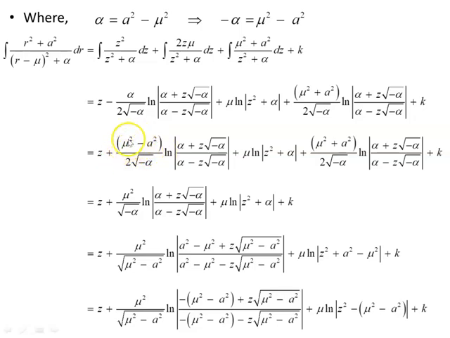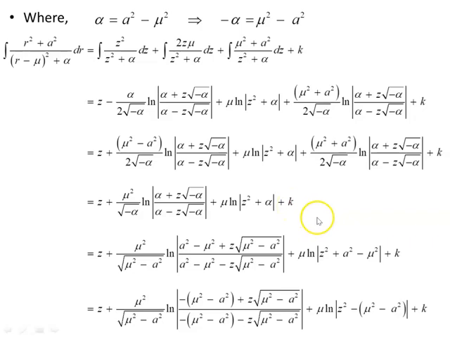Now if you have a look here, we've got a mu squared over this and a mu squared over this, minus an a squared over this, plus an a squared over this. So they can cancel. The minus a squared and the plus a squared can cancel. And we're left now with z plus mu squared over 2 lots of square root minus alpha, mu squared over 2 lots of square root minus alpha, times the log part as well. And we have 2 of those, so that becomes 1 whole mu squared on the square root of minus alpha, natural log of the absolute value of all this, plus also this third term here, plus the constant of integration.